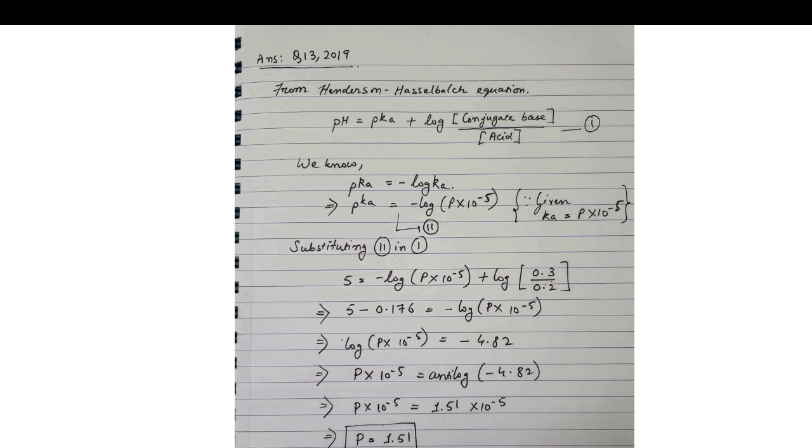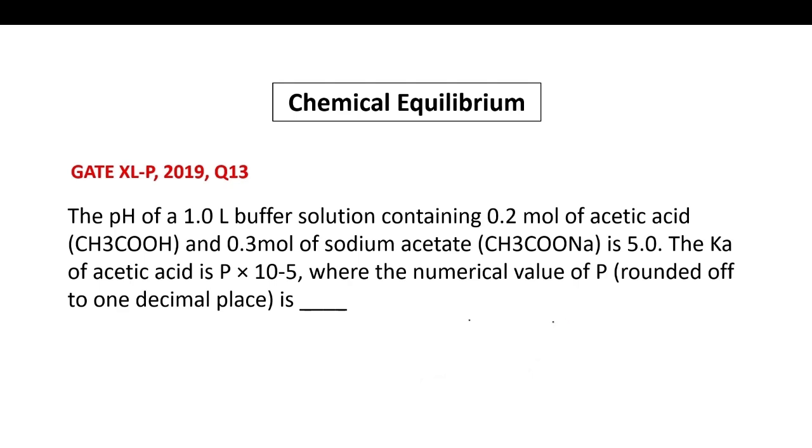You have to calculate this log value, transpose it to the left hand side, and you will get P into 10 to the power minus 5 equals the anti-log of this. You take the anti-log of minus 4.82, and the 10 to the power minus 5 will cancel out, and you get P equals 1.51. But here they have said to round off to 1 decimal place, so the answer will be 1.5. So this is your answer.